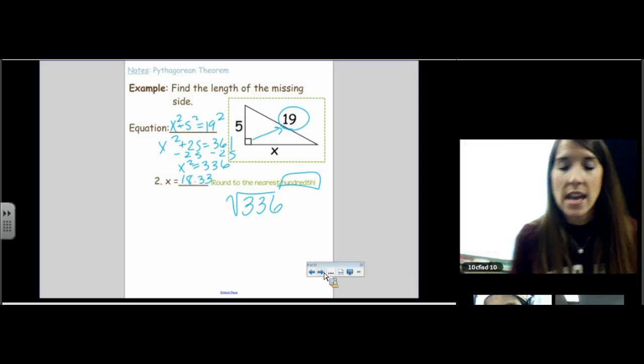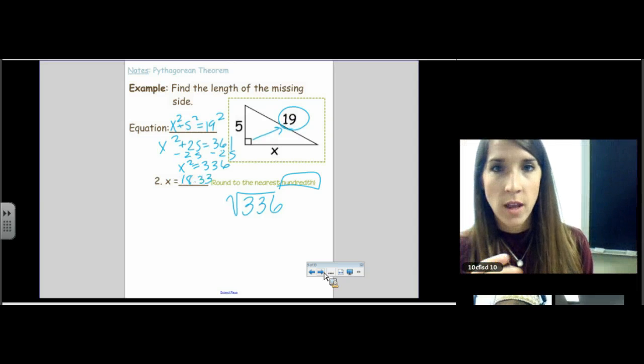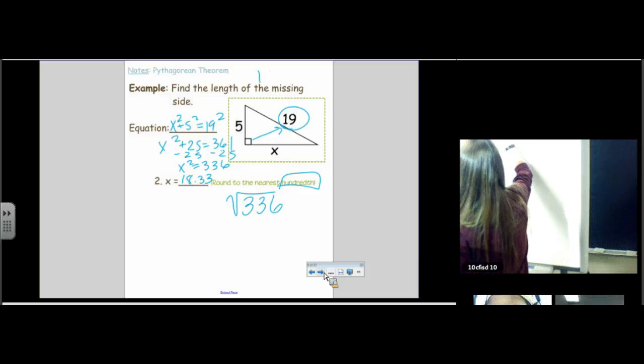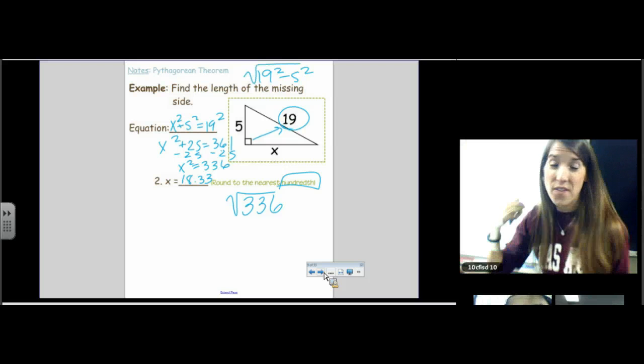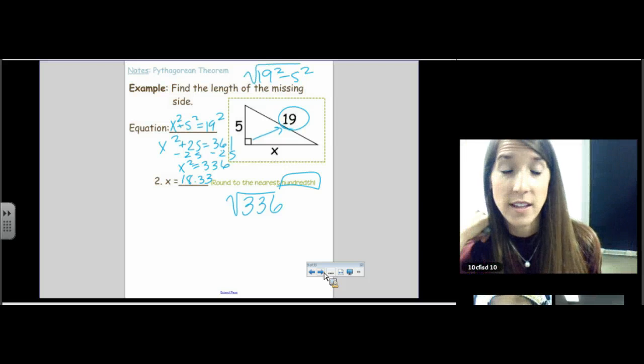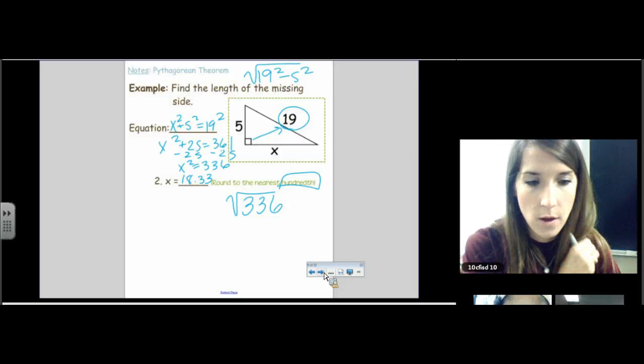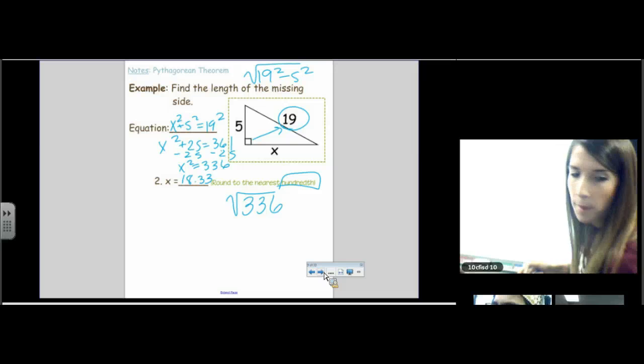Now guys, if you can look at this triangle and you can go straight to your calculator, if you can see, oh, that's just 19 squared minus 5 squared, and you take the square root. If you can do that, then go for it. That is fine and dandy. You don't have to show all the work that I showed. Okay? Good job, Karthik.